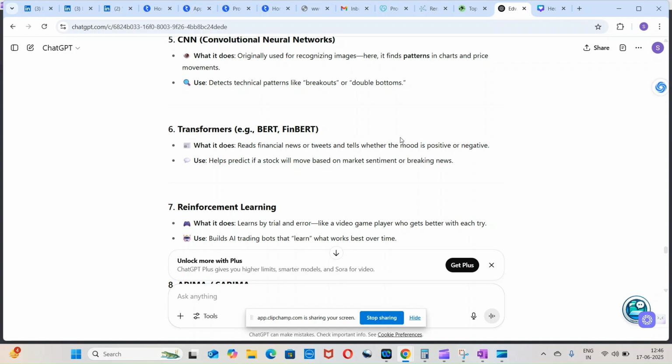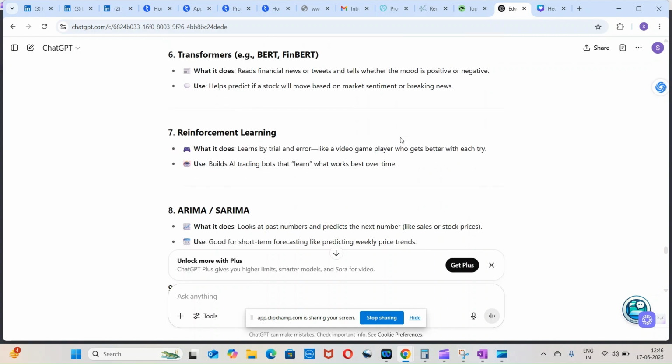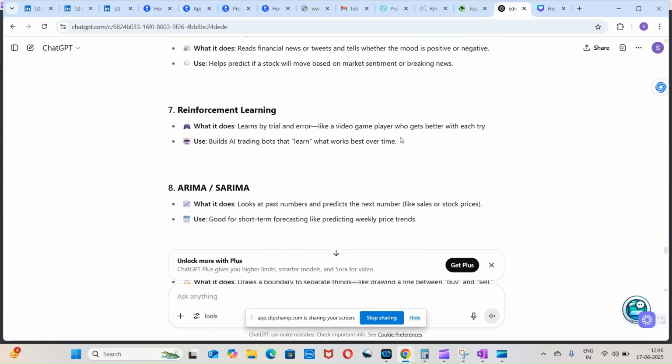Okay, then we have reinforcement learning. What these models do is they learn by trial and error, like a video game player who gets better with each try. So these AI trading bots learn what works best over time.